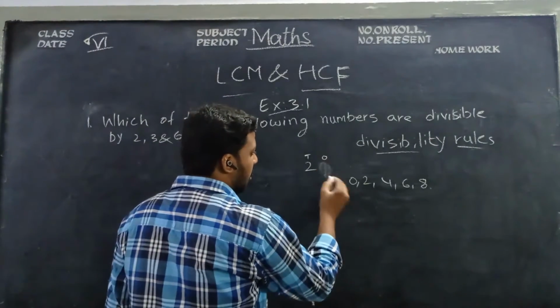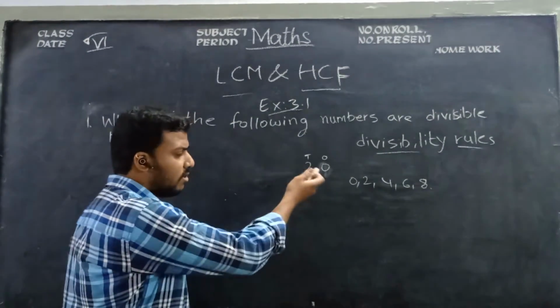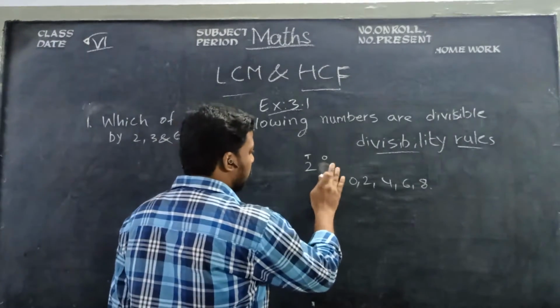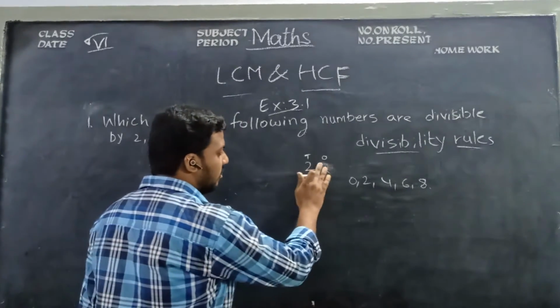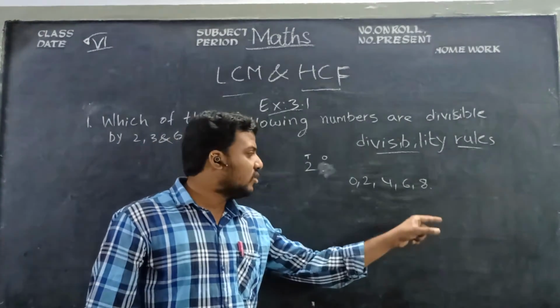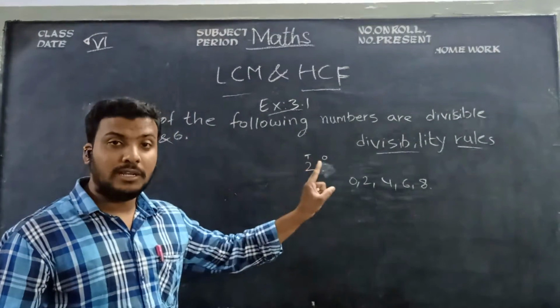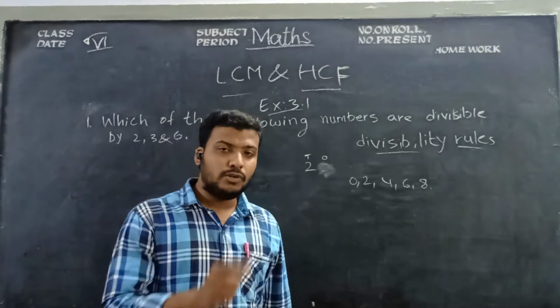If here any of the digits like 0 is there, again I can say that this number is divisible by 2. If here in the place of ones 2, it is divisible by 2. Understand children? The digits like 0, 2, 4, 6 and 8, which are in the ones place only, we can say those numbers are divisible by 2 children.